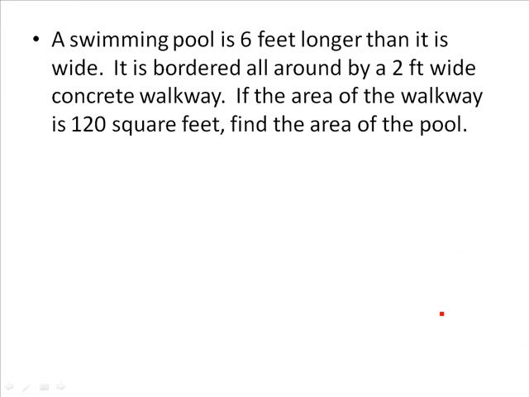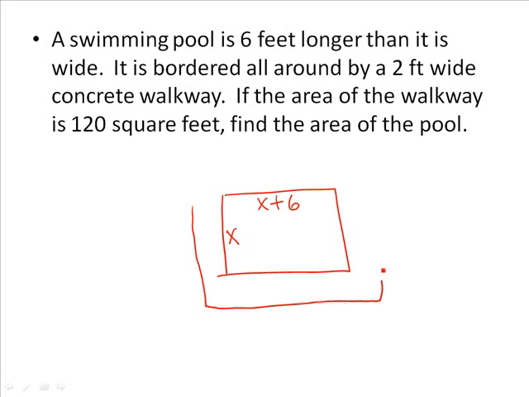Another type is a very traditional swimming pool problem. This can come in lots of ways. It can come as a garden surrounded by a border. It can come with lots of things like that. But in this case, we have a swimming pool that's 6 feet longer than it is wide. So we know that representation very clearly, x and x plus 6. And it's bordered all around by a 2-foot wide concrete walkway, so kind of all the way around.